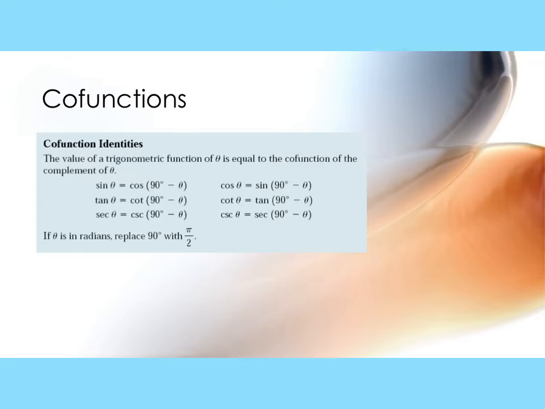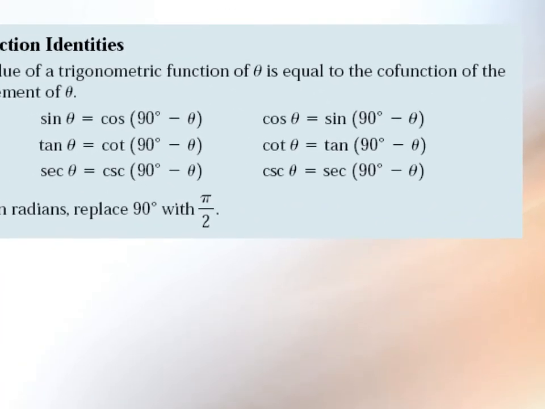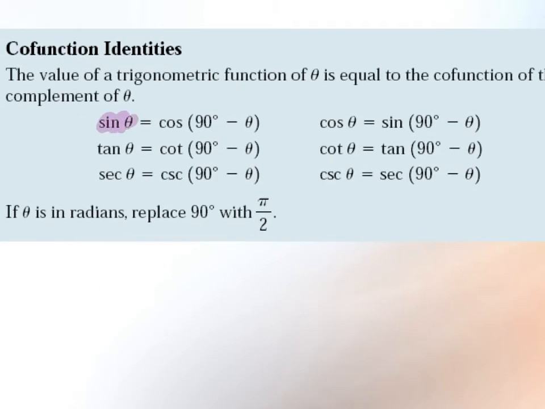All right, cofunctions. If you're keeping track of your identities, we did reciprocal identities, we did even and odd identities. These are your third set of identities, called cofunction identities. And all it says is basically what we talked about with the complements of angles. A cofunction is a function in which you can find the same value using the complement. So if I say the sine of theta, I would get the same answer by finding the cosine of its complement. And its complement would be 90 minus theta.